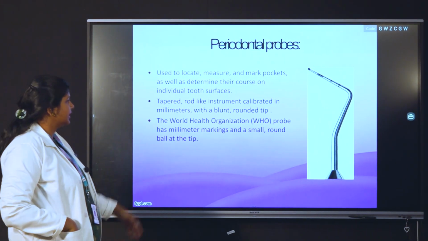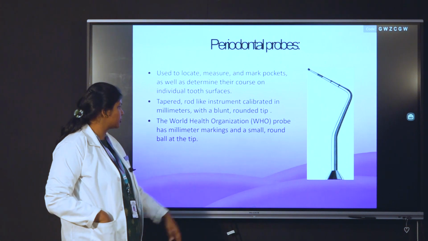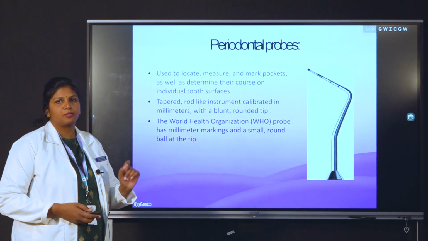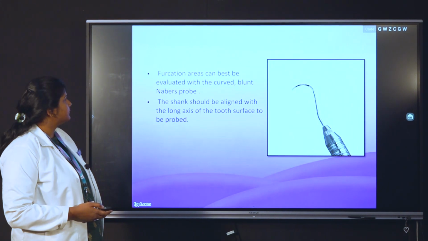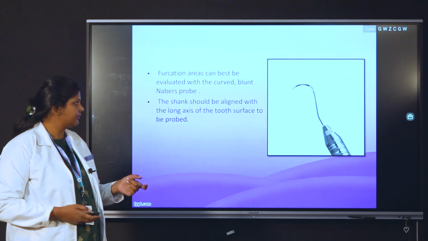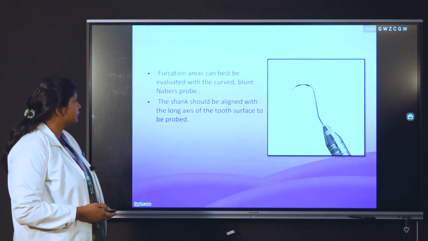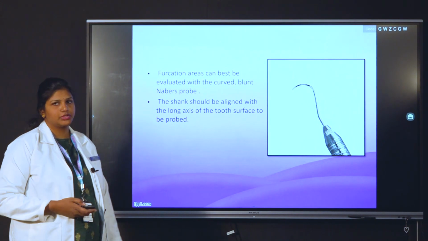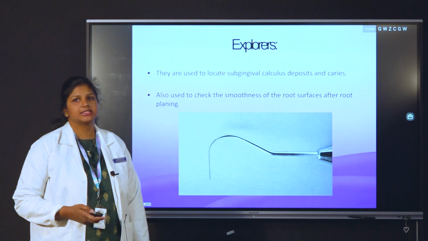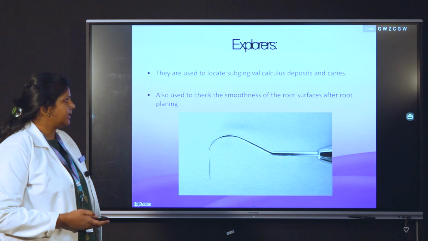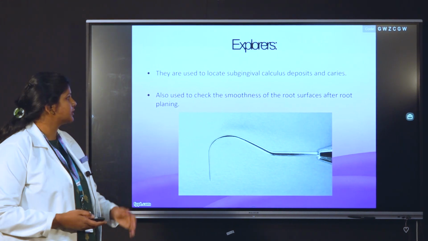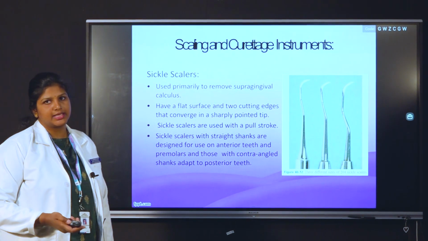The World Health Organization probe, the WHO probe, has millimeter markings and has a very round ball tip at its end. And furcation areas can be best evaluated with the Nabers probe, which has a curved end, and the shank should be aligned with the long axis of the tooth surface. Coming to the explorers, they are used to locate the subgingival calculus and deposits and caries, and are also used for checking the smoothness of the tooth surface after the scaling procedure.